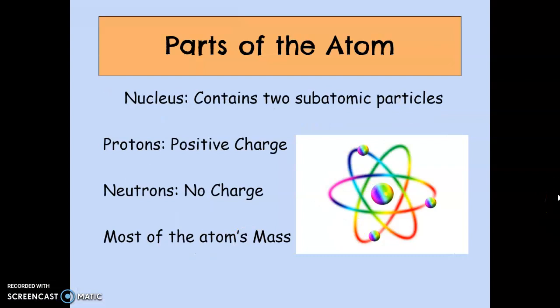So our nucleus, which is right here, the center of our atom, is composed of two subatomic particles: protons, which are positively charged, and neutrons, which are negatively charged. This also holds most of the atom's mass. When we talk about mass, we know it's basically the weight of the atom. This is where most of it is contained, from these protons and these neutrons.